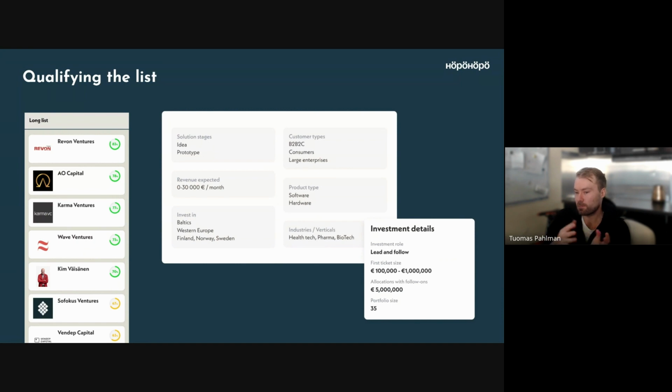So this is kind of the basic filters of going from the long list into a short list and qualifying that these are the potential investors that you should be taking a look at. And briefly, I'll show you how you can do it in our platform, this whole part.